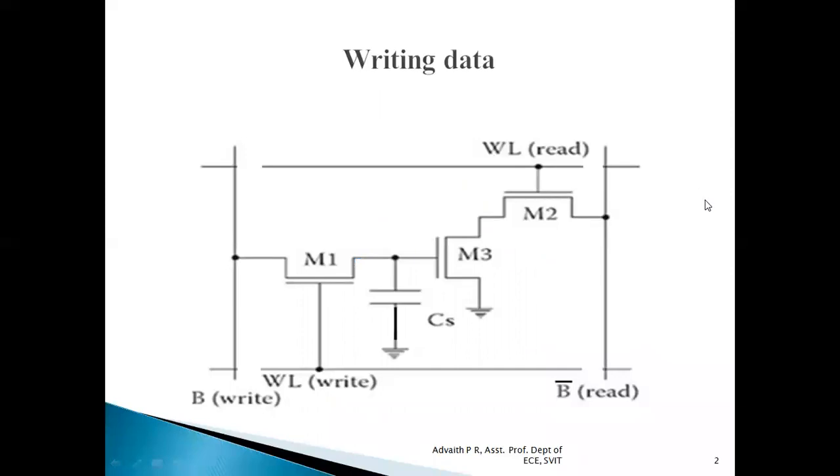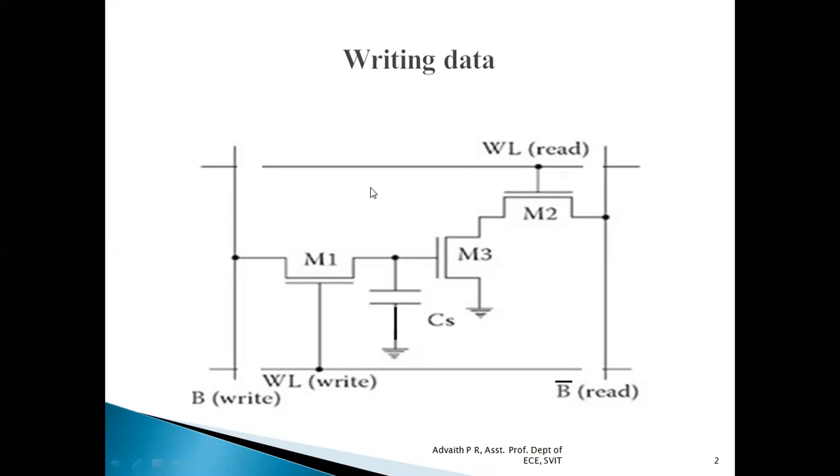So this is the circuit diagram of a 3 transistor DRAM. If we observe, there are 3 MOSFETs, M1, M2 and M3. These 3 pass transistors are N-channel MOSFETs. There are 2 kinds of operations which can be performed: write operation and read operation. In write operation, we will be storing some data inside the DRAM cell. In read operation, we will be retrieving that stored data from the DRAM.